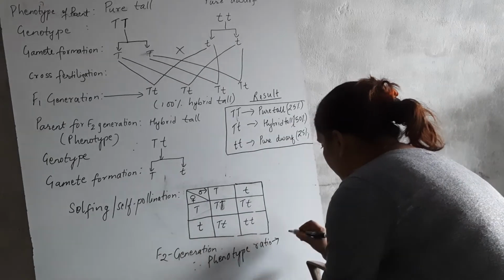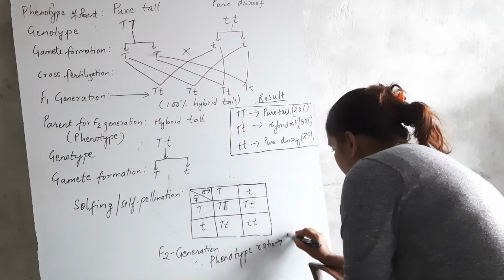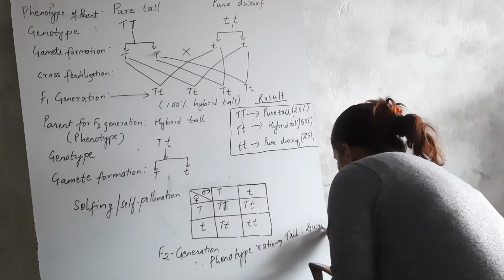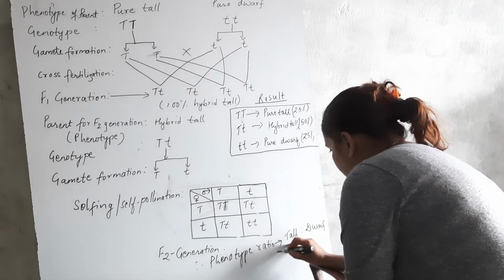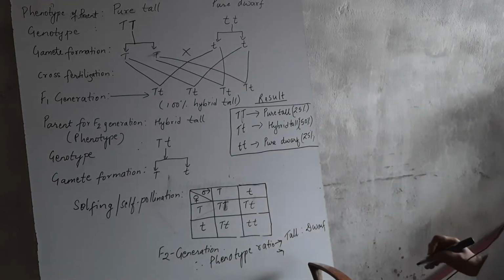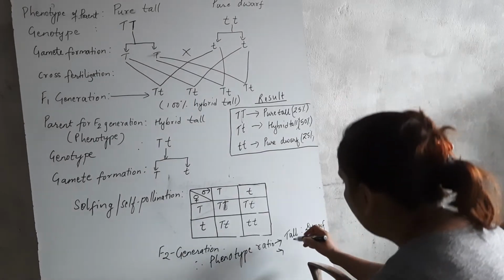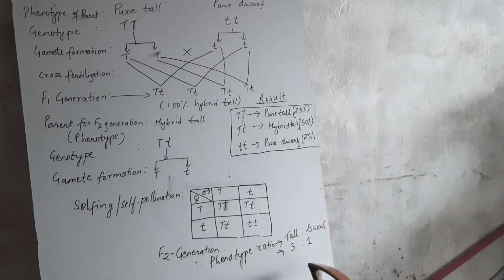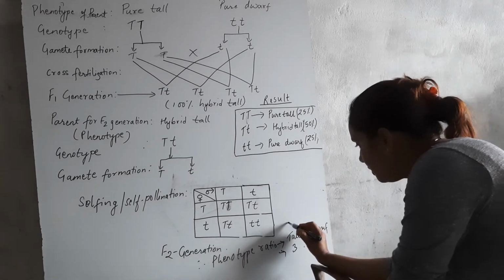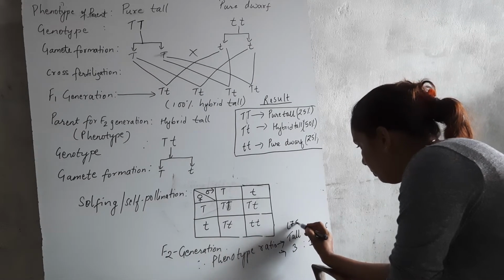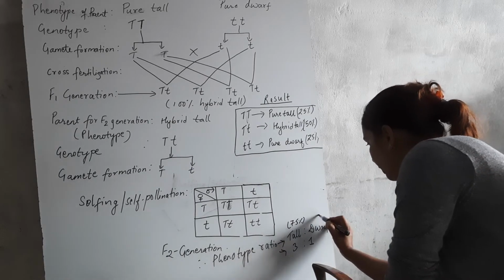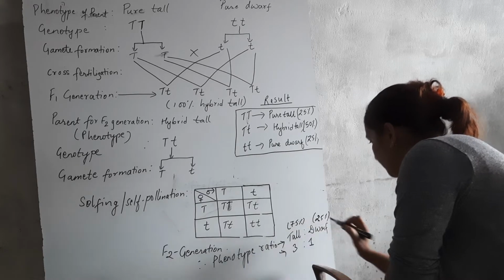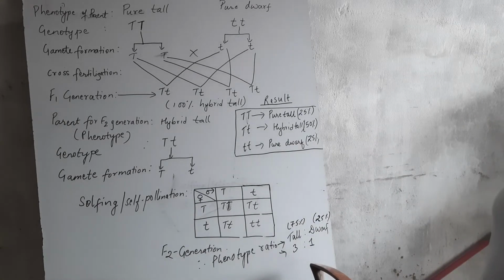That's why the phenotypic ratio of monohybrid cross will be tall is to dwarf, that is 3:1, where percentage wise, if we express it, tall will be 75% and dwarf will be 25%. So this is about the phenotypic ratio.